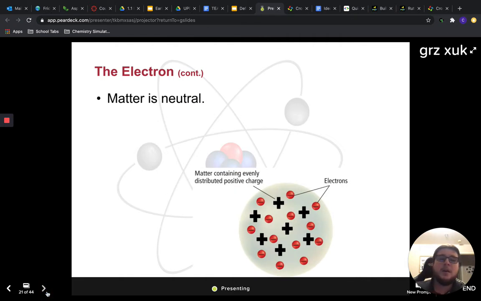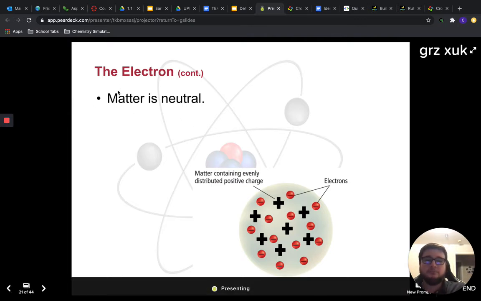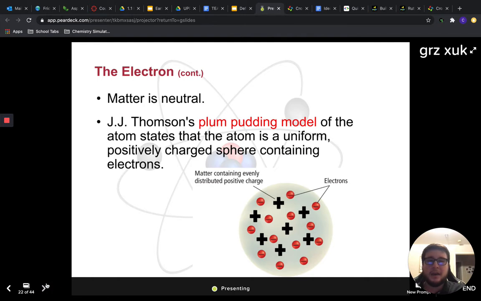Okay? So we know that matter is neutral. It has a neutral charge to it. So imagine if matter didn't have a neutral charge. If you had some things that were positive and some things that were negative, what you would end up seeing is things spontaneously attracting to each other and sticking together, and things spontaneously repelling each other and pushing each other apart. But we know that that doesn't happen. Things tend to stay where you put them. Matter is neutral. Okay? Matter is neutral.